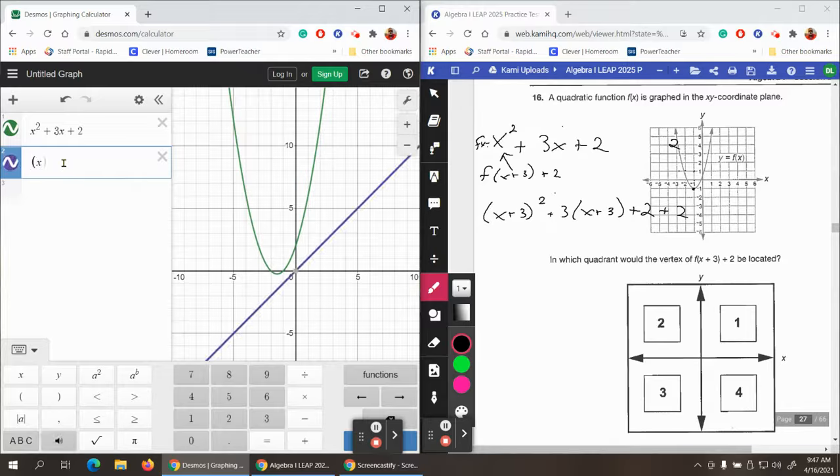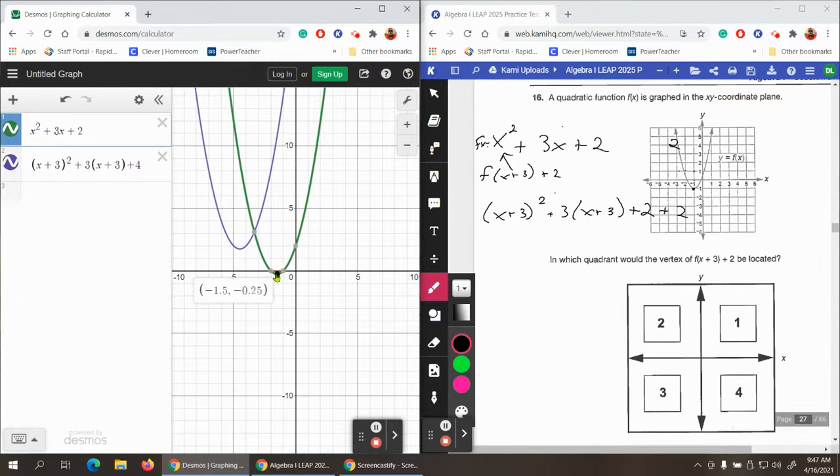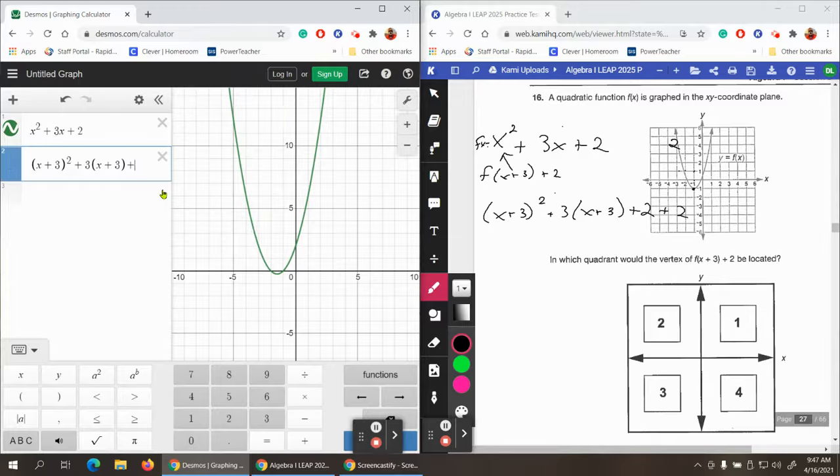You don't have to actually do the math. You just got to be able to put it in Desmos. Plus 3 parentheses x plus 3 close parentheses, and that would be plus 2 is 4. So there you go. So what happens to my vertex? Here to here. If you notice, what does it do? It goes up 2. It goes up plus 2, and then plus 2.